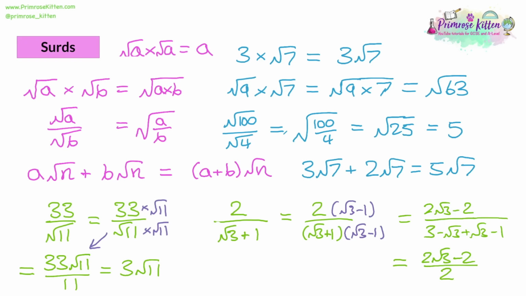And then we can even simplify that, because we can actually divide both terms by 2. 2 lots of root 3 divided by 2 is 1 lot of root 3. And negative 2 divided by 2 is negative 1. Now, you can't always do that, but always look out for situations where you can do that.